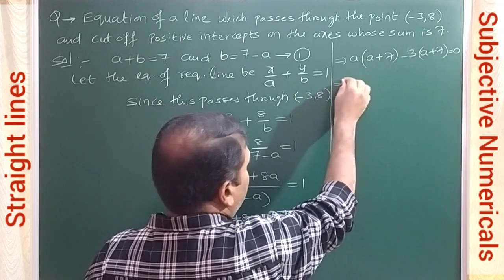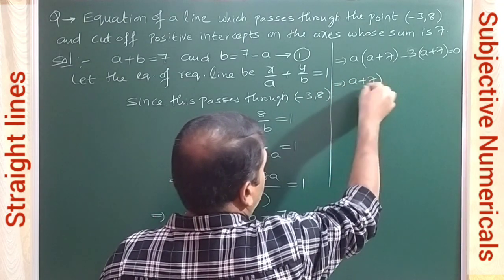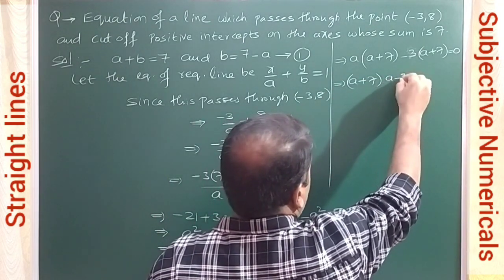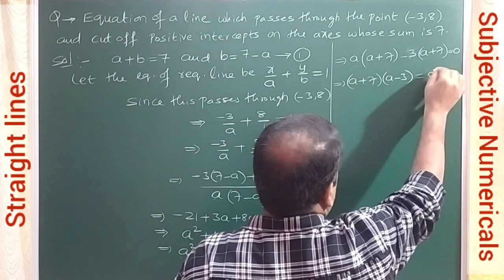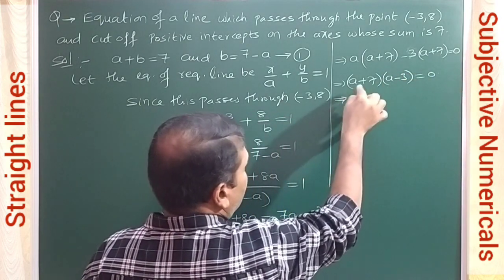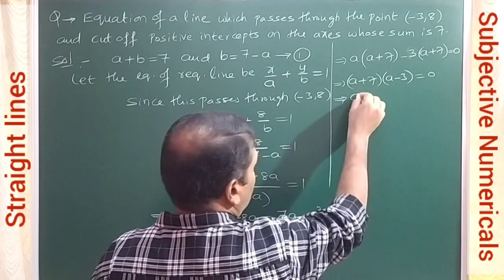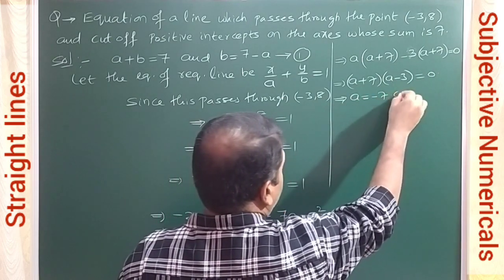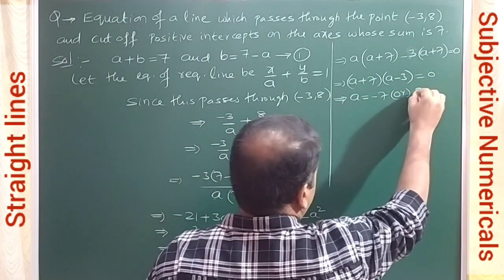So now again, a plus 7 you can take common. So a minus 3 is left. This is equal to 0. So either the first term or the second term must be 0. So therefore a is equal to minus 7 or 3.